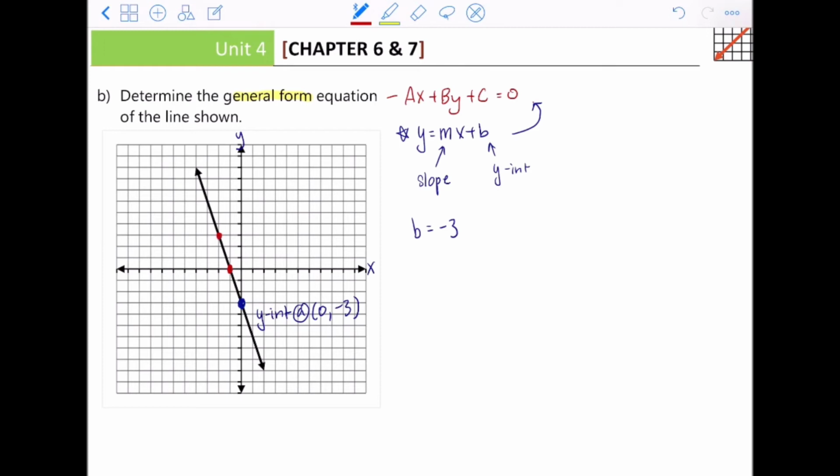So we go 1, 2, 3 up, so 3 up and 1 to the left. So we can write that slope equals positive 3, the rise, over the run. This time it's negative 1. So positive 3 divided by negative 1 is just negative 3. So the slope is negative 3. Let's plug it into the slope-intercept form. So we have y equals negative 3x minus 3.